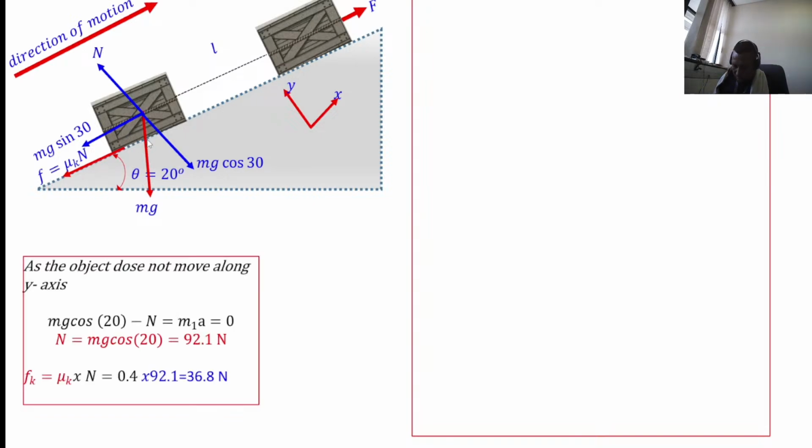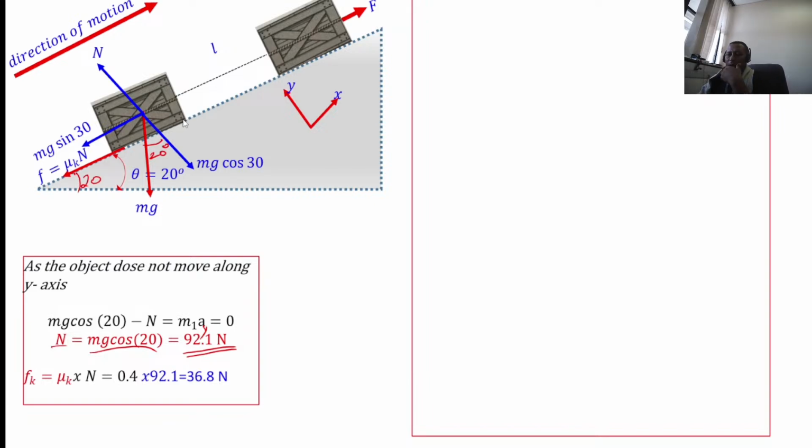You know now, if this angle is 20 degree, this angle must also be 20 degree. Find out if you struggle with that one. Mg cos theta, which is 20 degree, minus N is equal to m1 a along the y-axis. A along y is 0 because it's not going up and down. Using that, you could see that the normal force is mg cos theta, which is 92.1 Newton. Just let's keep that one in case we need it.